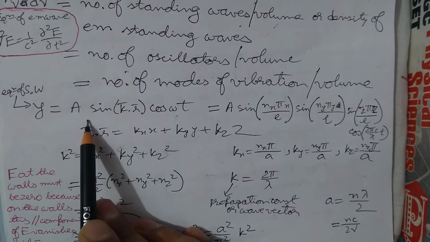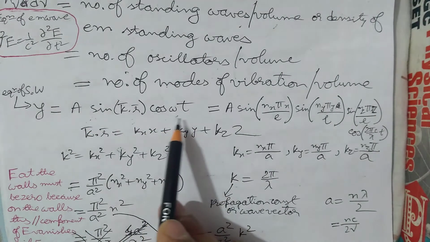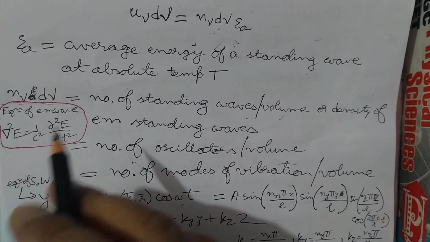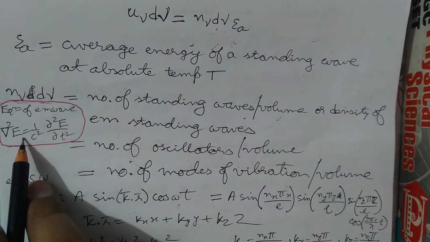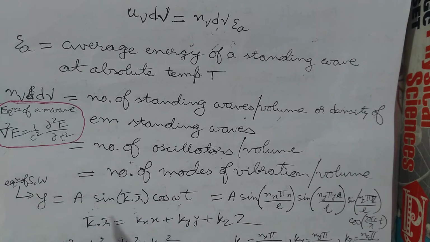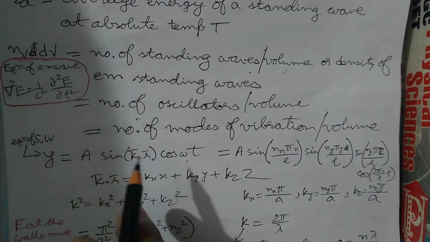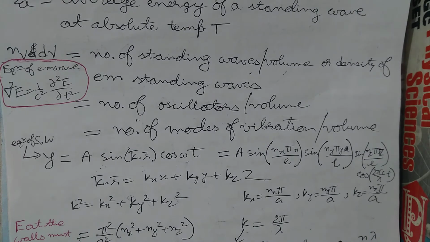And another thing is that I had directly written the solution y is equal to a sine k vector r into cos omega t. Where from did I get it? This is a standing wave, the electromagnetic wave. What is the equation of the electromagnetic wave? This is the equation: del square E is equal to 1 by c square del 2 E by del t2. If you solve this equation, you come to this equation.